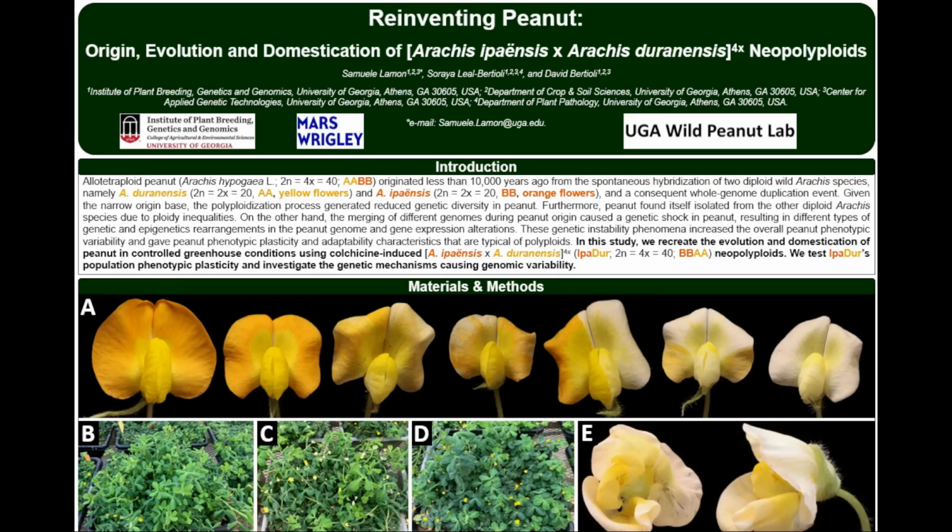Peanut is an allotetraploid species with 40 chromosomes and an AABB genome composition that originated less than 10,000 years ago from the spontaneous hybridization and whole genome duplication of two diploid wild Arachis species: Arachis duranensis, which has an AA genome composition and yellow flowers, and Arachis ipaënsis, which has a BB genome composition and orange flowers.